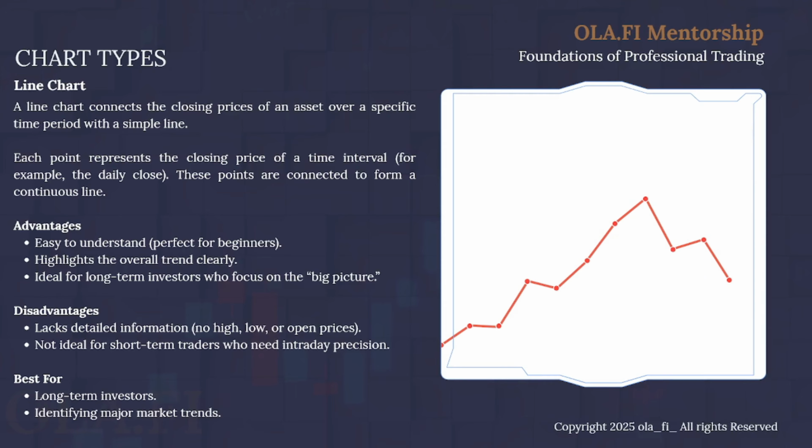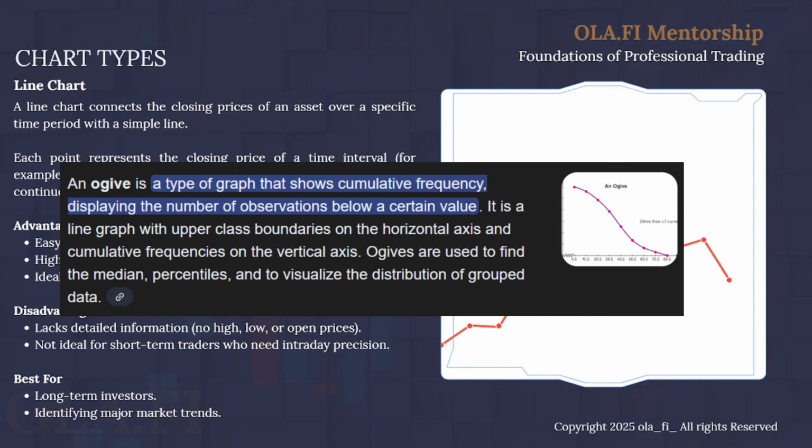So yes, we have different types of charts. There are many hundreds. In fact, I feel like you can come up with your own chart type if you like. But for this one, we're going to deal with the three major types of charts. First of all, which is the oldest, is the line chart. It's almost like an ogive, if you think about it.